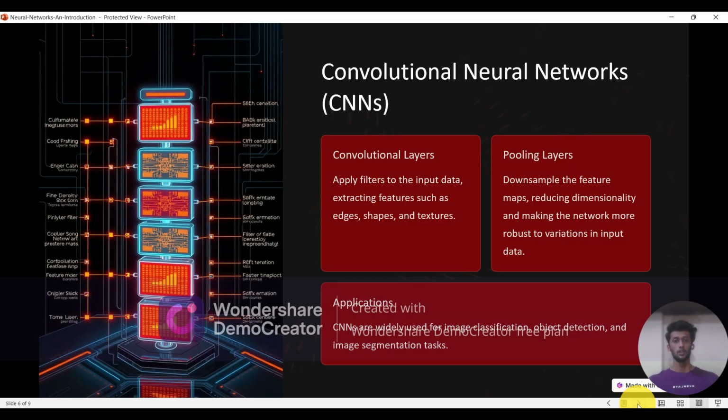Now, convolutional neural networks, or CNNs. As we discussed before, CNNs apply filters to the input data, extracting features such as edges, sharpness, and textures. Pooling layers. Pooling layers downsample the feature maps, reducing the dimensionality and making the network more robust to variations in input data. Applications. CNNs are widely used for image classification, object detection, and image segmentation tasks.